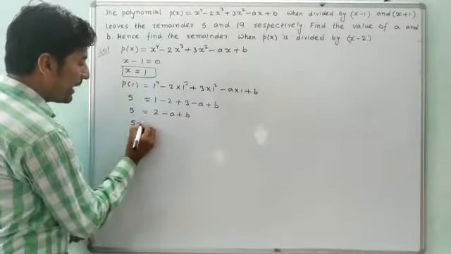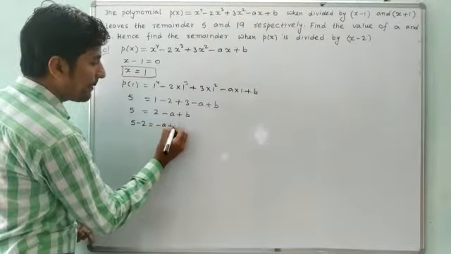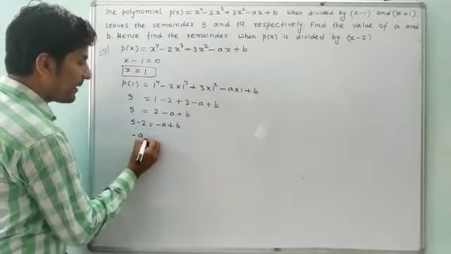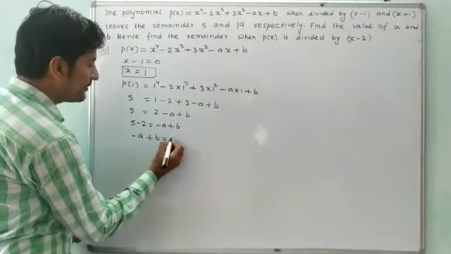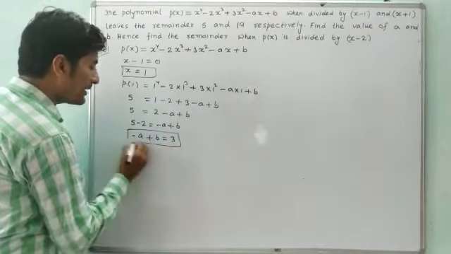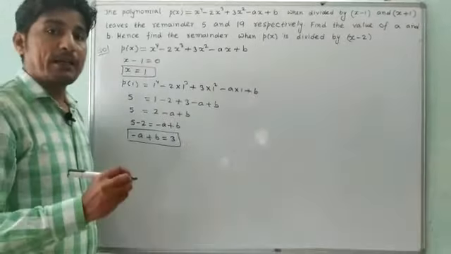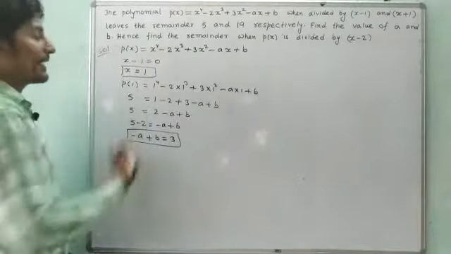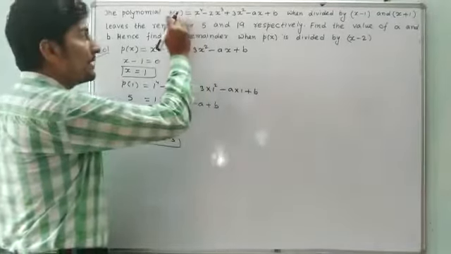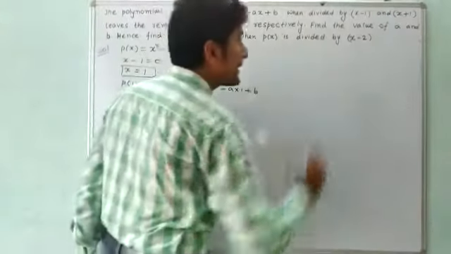Now 5 minus 2 equals to minus a plus b, and finally we can say minus a plus b equals to 3. So this is our very first equation. Similarly, we can find out the second equation also. This time we will divide polynomial p(x) by x plus 1.